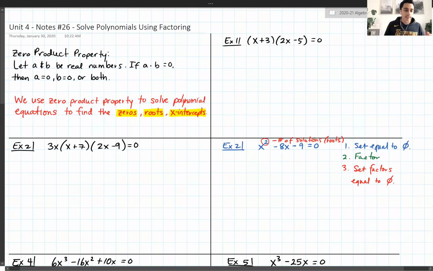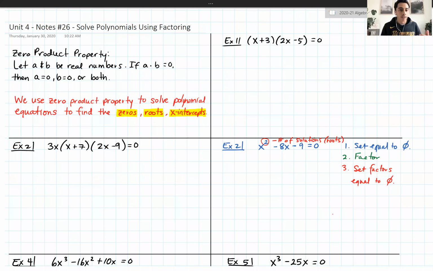So the foundation of today's lesson, which involves solving polynomials using factoring, is to use the zero product property. The zero product property basically says that if you have two real numbers, A and B, and you multiply them together and they equal 0, then either A must have been 0 to begin with, B must have been 0 to begin with, or both numbers were 0 to begin with, right? Because the only way you'll get a product of 0 is to have at least one of the factors be 0, okay?